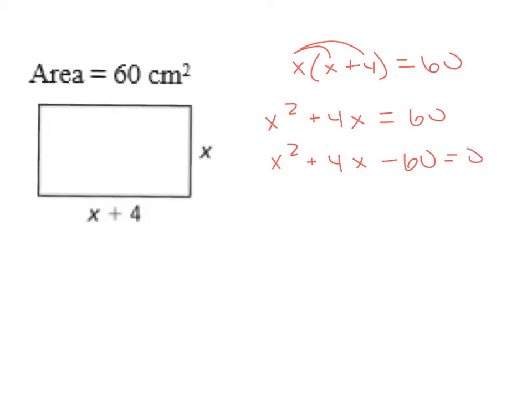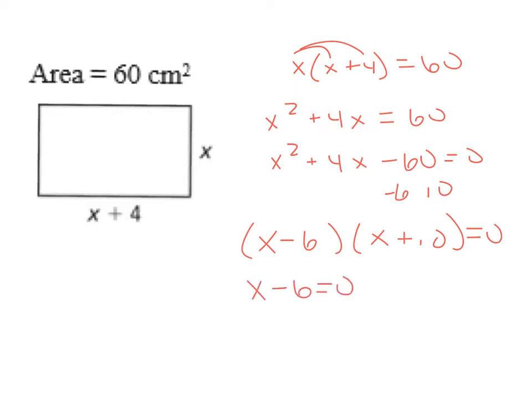and get 0. All right, so 6 and 10 kind of come into my mind right away here, and I would need my 6 to be negative so that I can get a positive 4 in the middle there. So I'm going to get x minus 6, x plus 10 equal to 0. So now again, you set each factor equal to 0 and solve. So x will equal 6 and x equals negative 10.